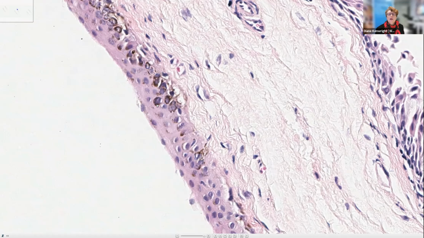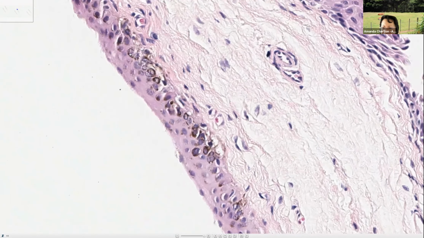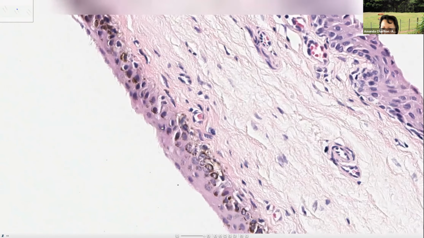All right, so the pagetoid spread has abnormal nuclei, whereas the squamous cells with pigment in are the normal nuclei. They're bigger and darker. It's pretty subtle. Yeah, it is a bit subtle, isn't it? But yeah, we get used to it.